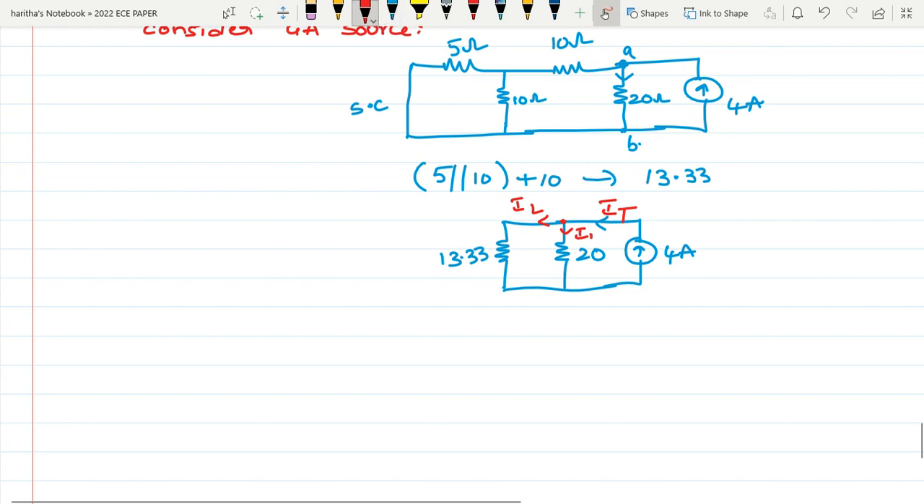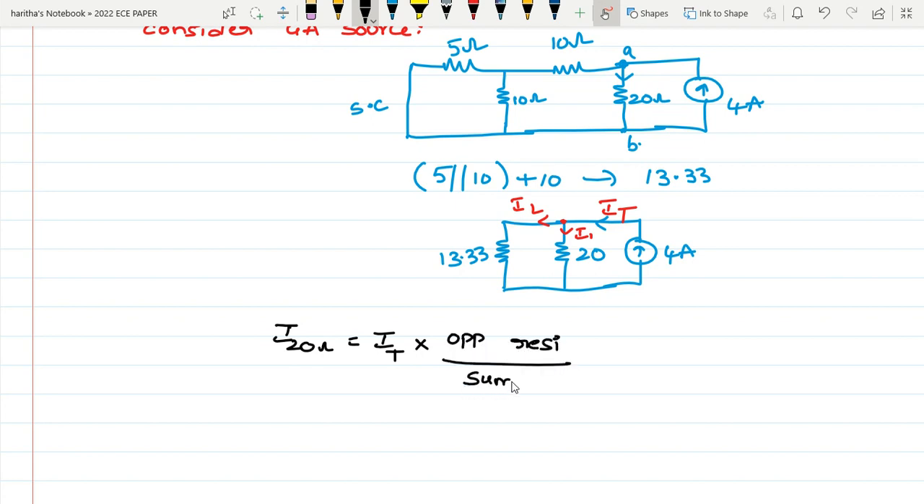So what is the current division formula? To find the current passing through 20 ohm, using the current division formula, that means total current into the opposite resistance by the sum of the resistances. What is the total current for these two parallel branches? 4 ampere is the total current. So 4 into, you are finding current in 20, so the opposite resistance is 13.33, by the sum of the resistances. Sum means not the equivalent, just add the two resistors, 20 plus 13.33. So we get the current passing through 20 ohm as 1.59 ampere.